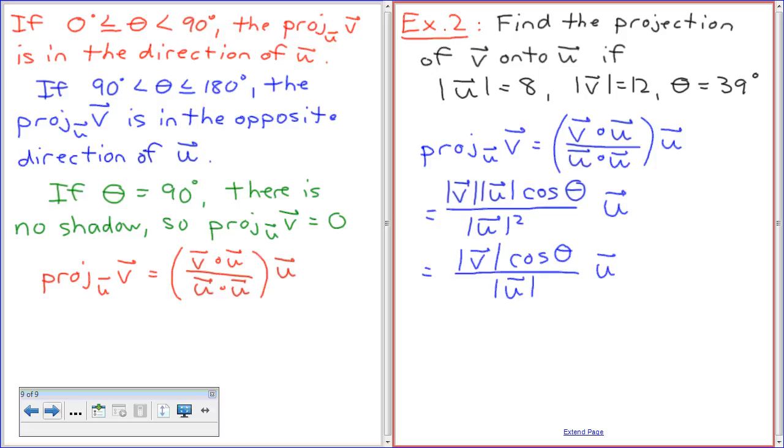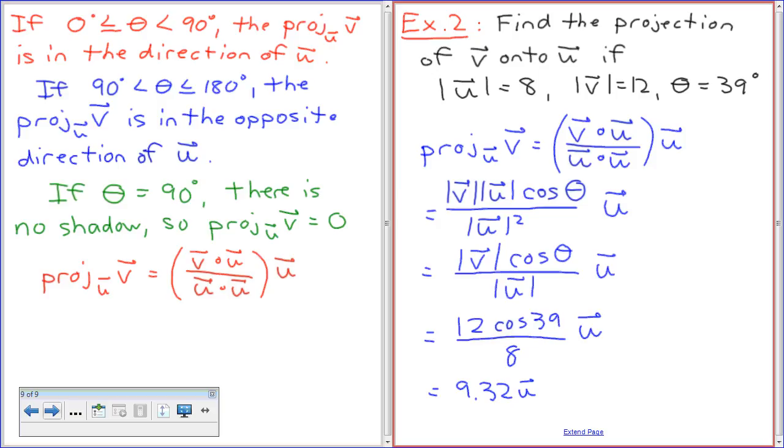Okay. So let's plug this in here quickly. So it's going to be 12 cos 39 all over 8 in the direction of U. And I can't do that in my head. I hope Anna can do that in her head though. 9.32. And that's in the direction of U. Okay, so whatever you would do that.